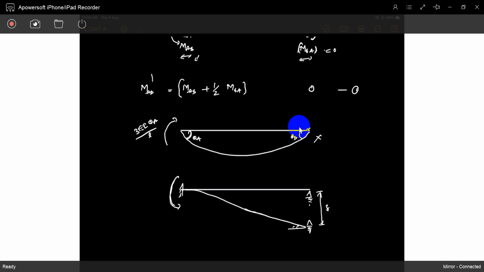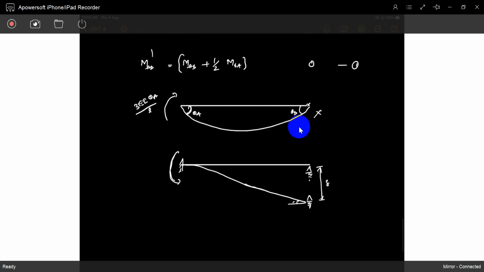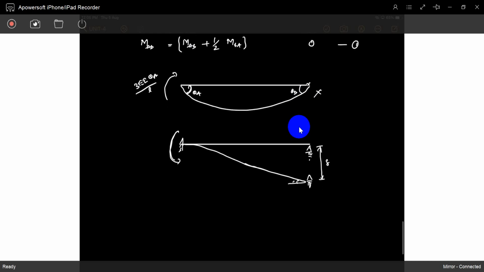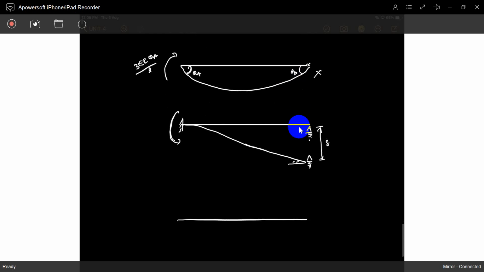We already derived that when both ends are fixed, we get 6EI delta by L square. If one end is a hinge and one end is fixed, how much moment is generated? Otherwise you can easily find out. The moment at the hinge is 0, and at the fixed end there is some moment M.